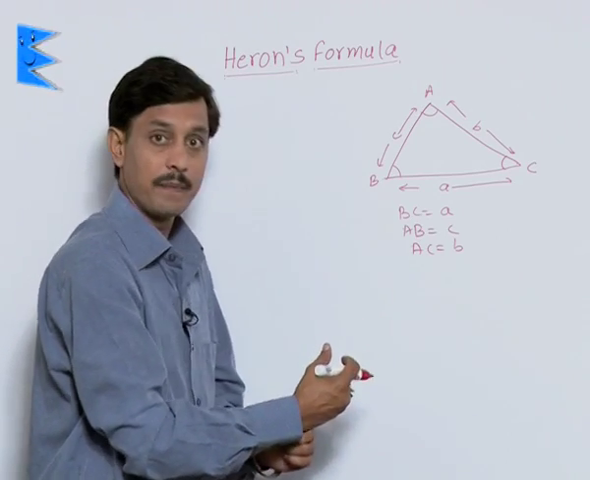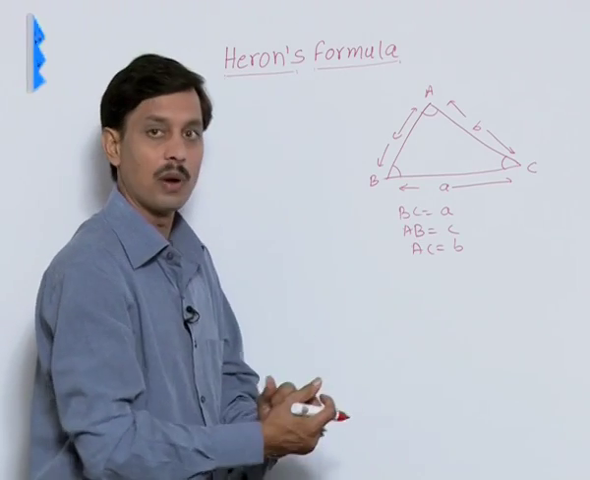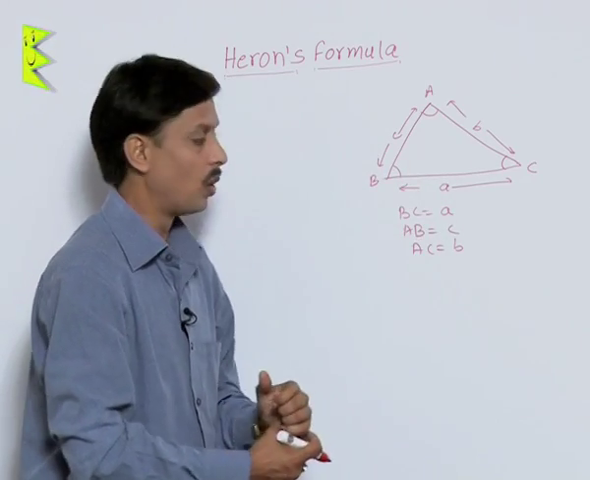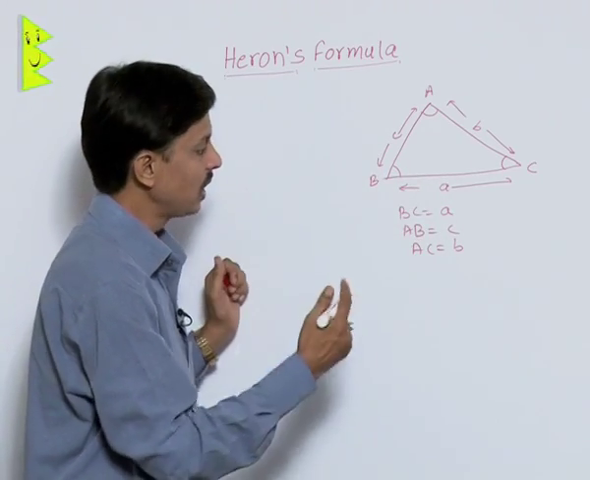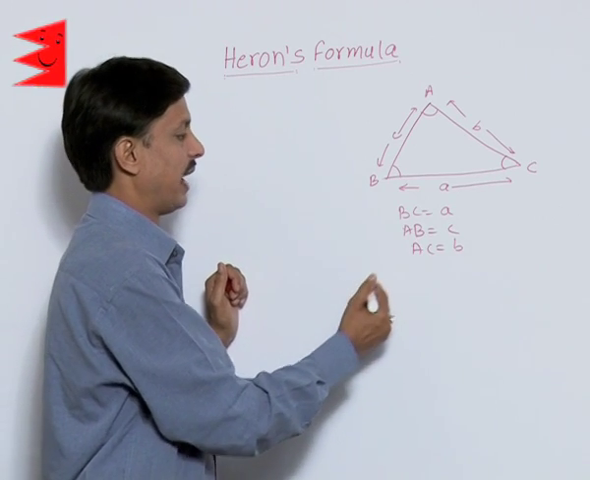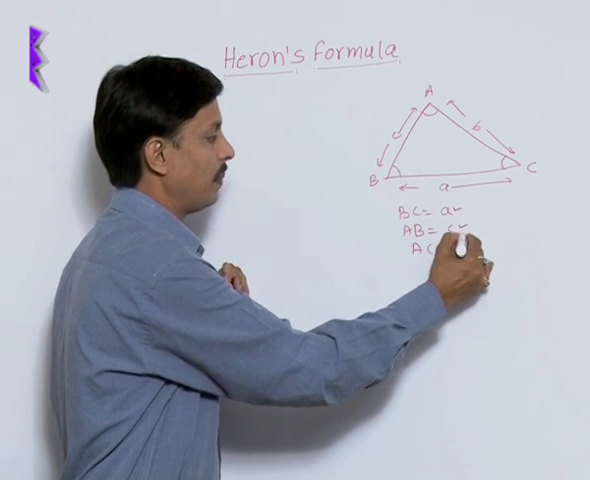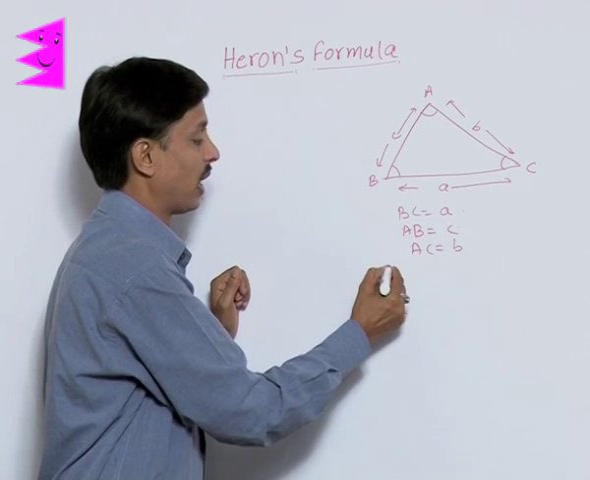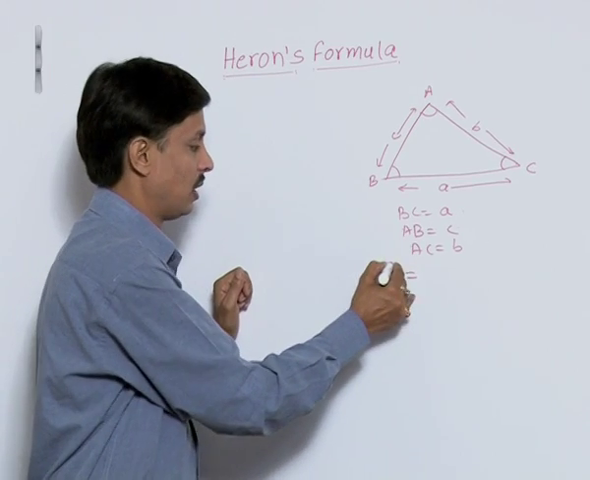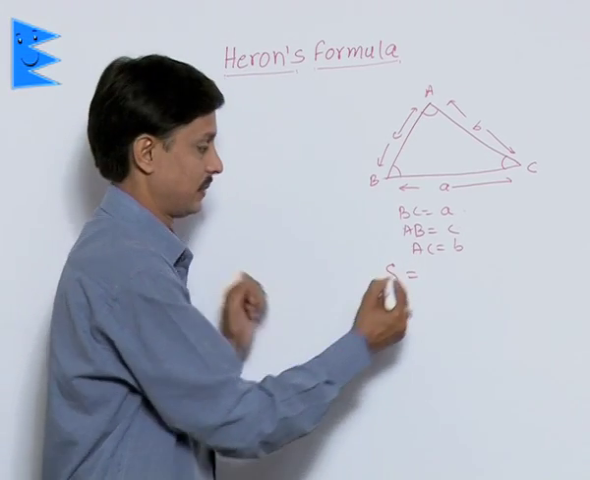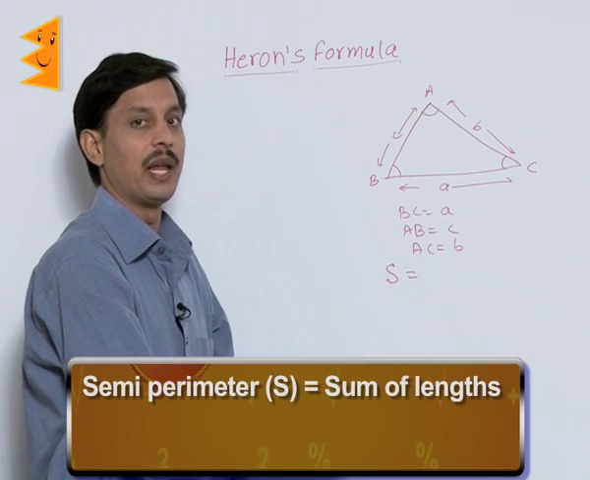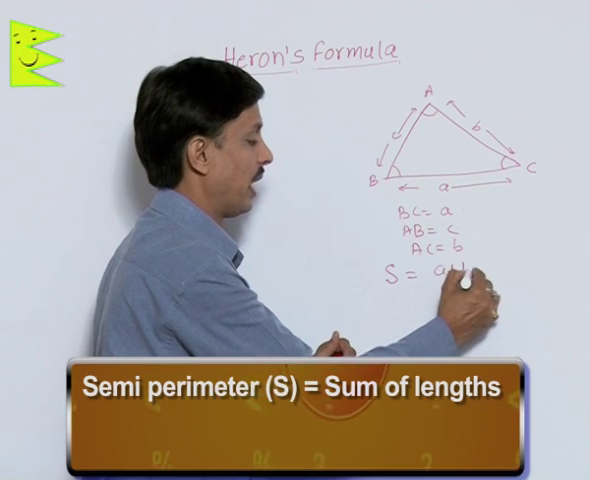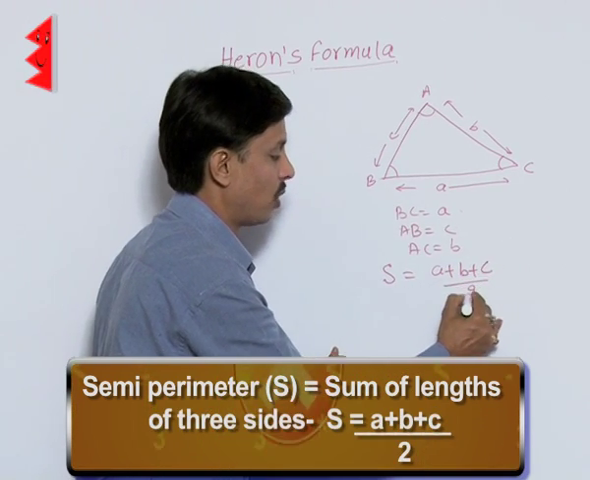So Heron originated one result. With the help of that formula, we can calculate the area of a triangle if only the lengths of its sides are given. The formula is that first of all, the lengths of the three sides are given. We have to calculate the semi-perimeter. This is denoted by S. S is known as semi-perimeter. Semi-perimeter means the sum of the lengths of the three sides upon 2.